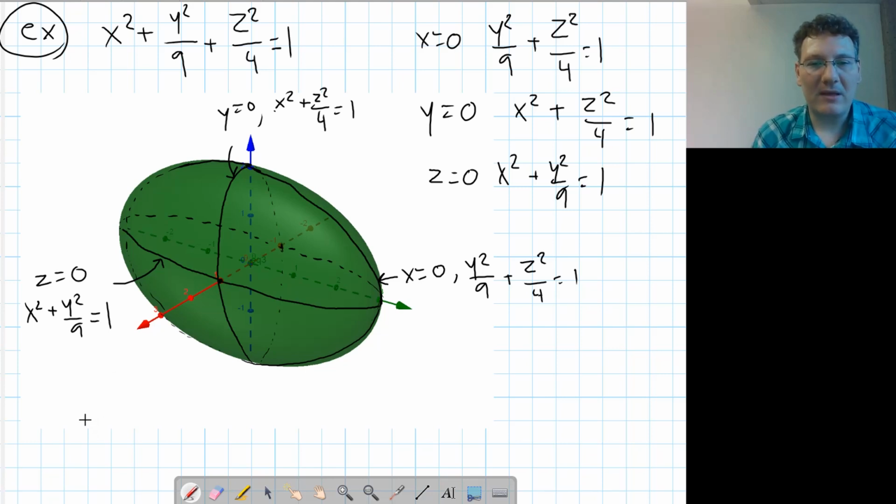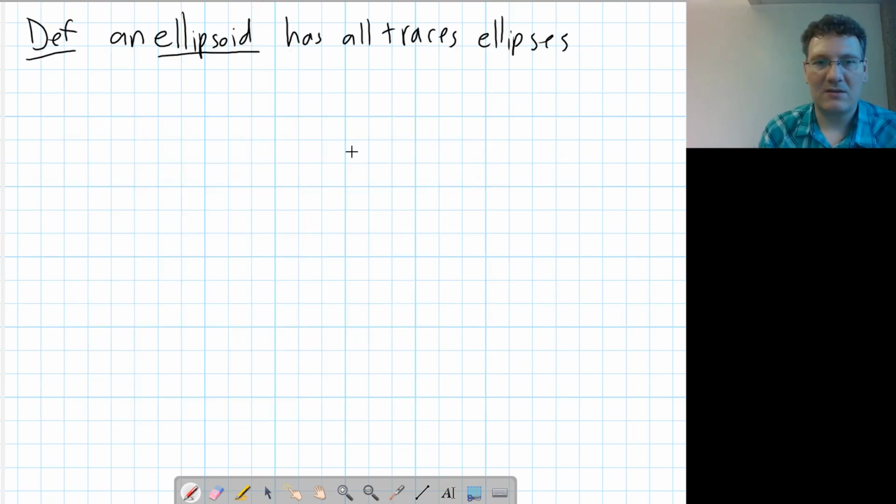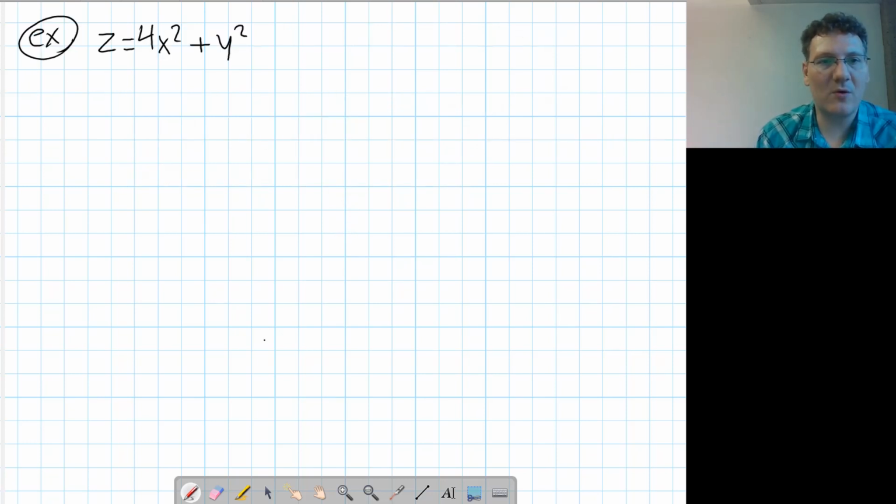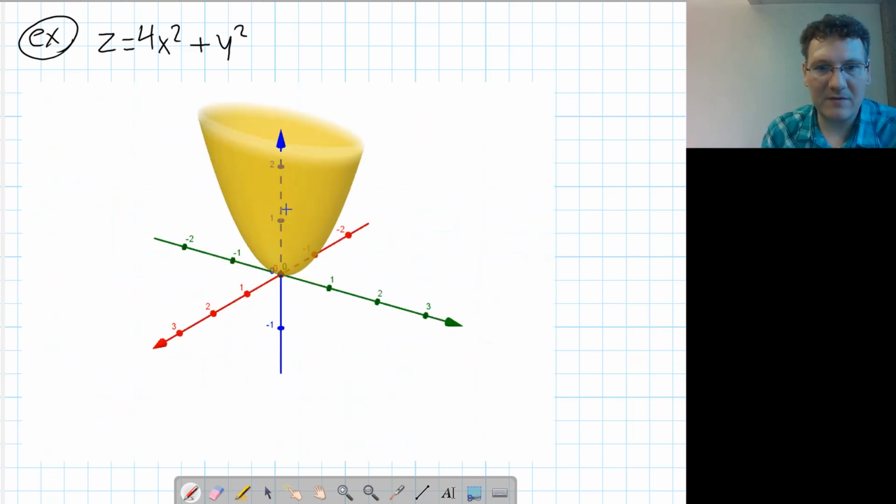So the point here is, by looking at just the traces and knowing that all 3 of these traces are ellipses, this thing is what's called an ellipsoid. So in an ellipsoid, all the traces are ellipses. An elliptic paraboloid has ellipse traces parallel to only one plane, and it's got parabola traces in the other 2 directions. Here's an example: z equals 4x squared plus y squared. And here's what a graph of this would look like.